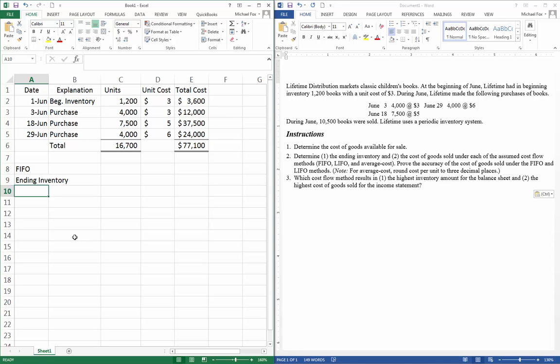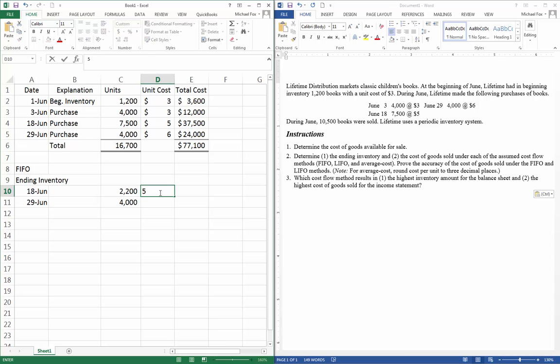We know that it will be the units from our 18 June purchase and our 29 June purchase. All 4,000 of those 29 June purchased units will still be in our inventory, plus another 2,200 of the ones purchased on 18 June. So to find our ending inventory, all we do is take the last units and assume those are still there in ending inventory because we sold the earliest acquired units first.